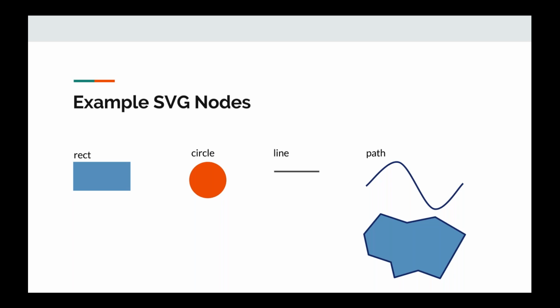So you can use path to draw any kind of line you want, a complicated line, or you can use it to draw shapes, complicated shapes, whatever it might be. It's very flexible. Okay, so that's the prerequisites. Any questions before we jump into what is D3?